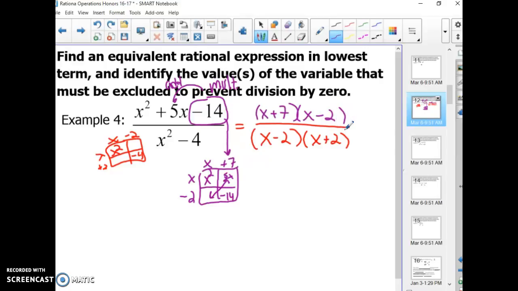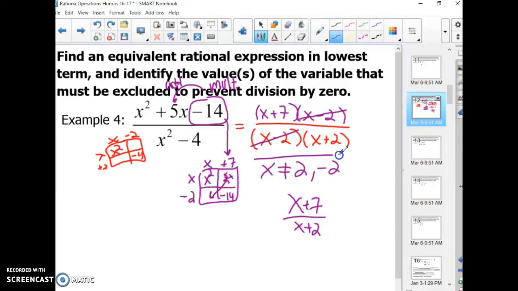On top as well. So I try to find my restrictions. Let's just look at this really quickly. Restrictions. What's going to make that equal to 0? If I plug in a 2. What's going to make this equal to 0? If I plug in a negative 2. So those are my restrictions. Then I look at what cancels out, the x minus 2 and the x minus 2, and I'm left with x plus 7 over x plus 2, and that is my answer.